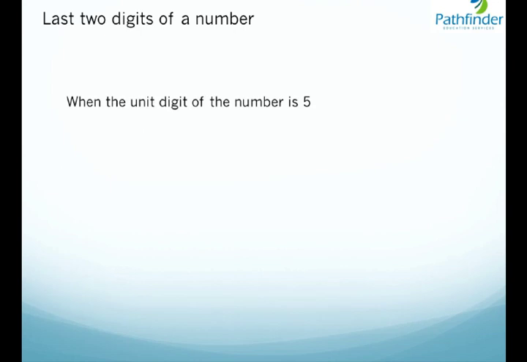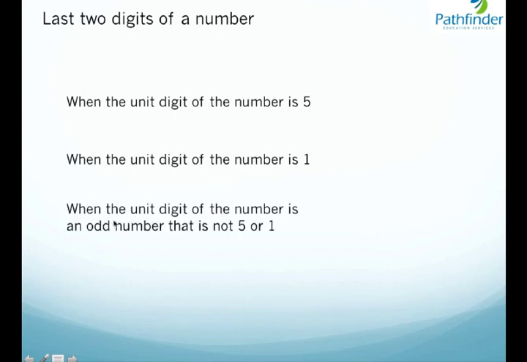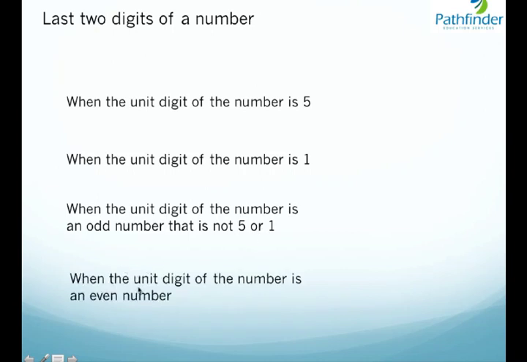The session is divided into four parts. In the first part, we will see how to calculate the last two digits when the unit digit is 5. In the next part, we will calculate the last two digits of a number where the unit digit is 1. Then we will see how to calculate the last two digits when the unit digit of the number is an odd number, that is neither 5 nor 1. So it might be one of the other odd numbers 3, 7 and 9. And finally we will calculate the last two digits when the unit digit of the number is an even number.